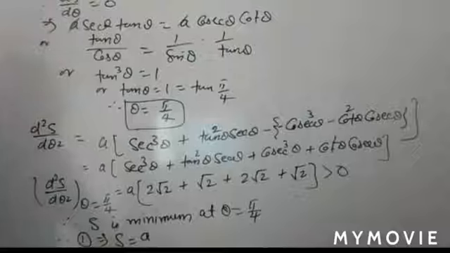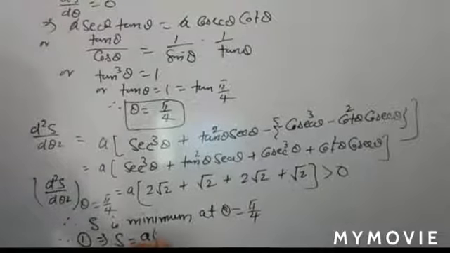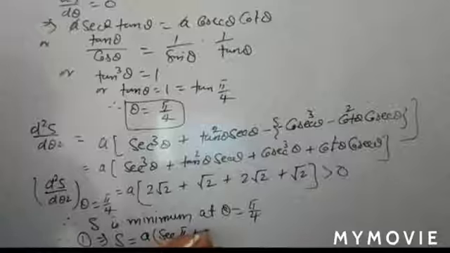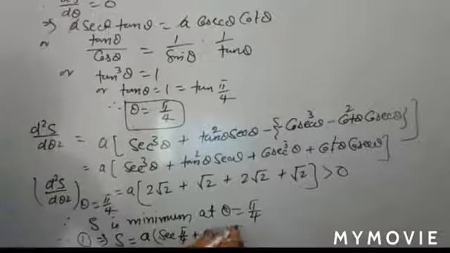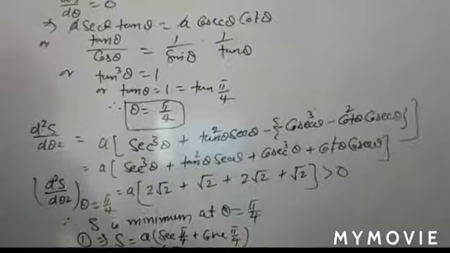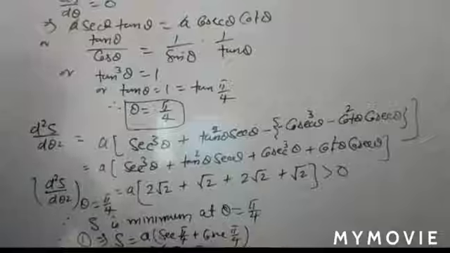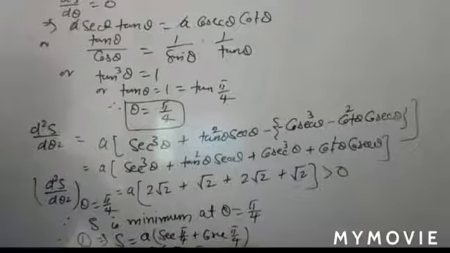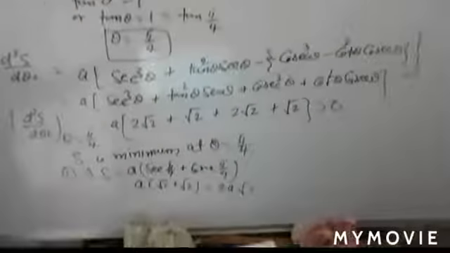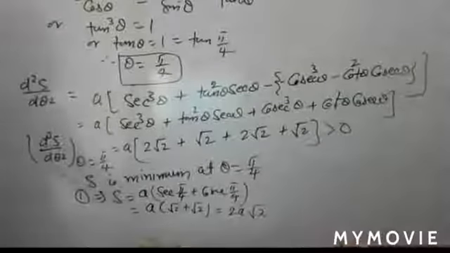A sec theta plus cosec theta. So you put it here, A sec pi by 4 plus cosec pi by 4. Now putting its value, you have a into root 2 plus root 2, and you have 2a root 2. 2a root 2 is the minimum value of S.